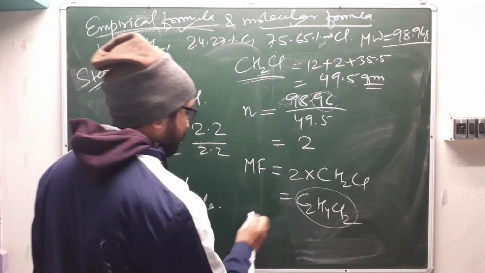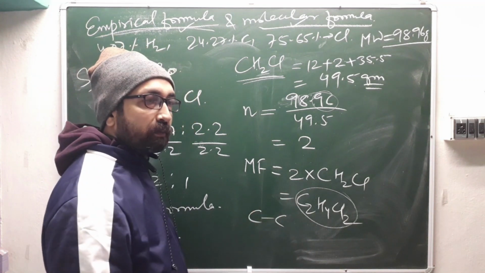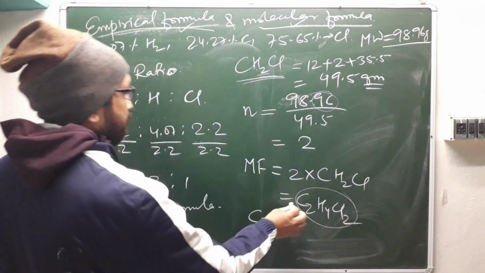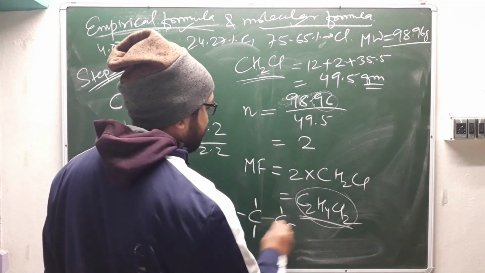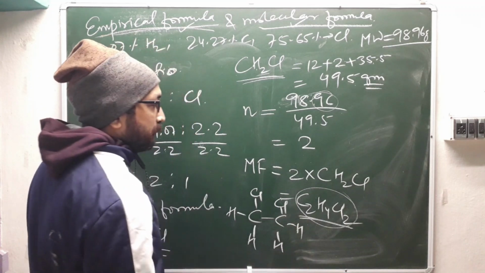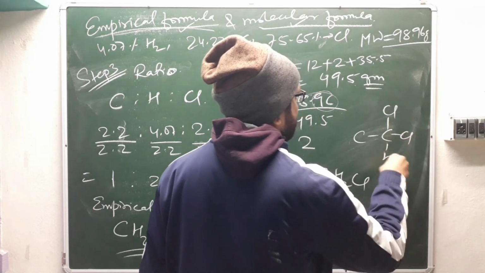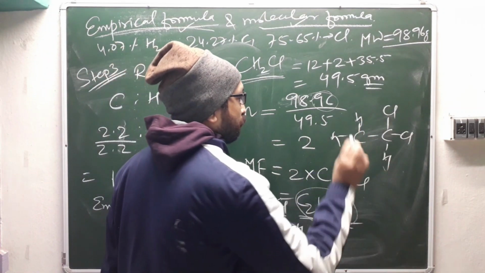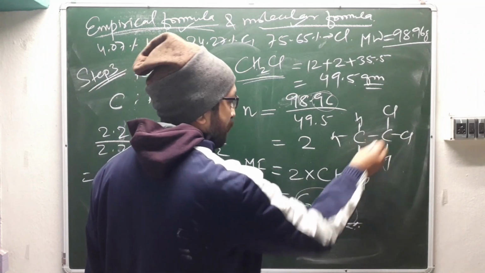What is this? Dichloroethane. Right? 2 carbon. Maybe the chlorines will be on one carbon, maybe it will be geminal, or maybe it will be vicinal. Okay, that we don't know. But we know that its molecular formula is C2H4Cl2. So it can be this: 1 chlorine is here, 1 chlorine is here, and then hydrogen, hydrogen, hydrogen, hydrogen. This can be possible, and this is also possible: chlorine, chlorine, hydrogen, hydrogen, hydrogen, hydrogen. But you see, 1, 2, 3, 4, 4 hydrogen, 2 chlorine, 2 carbon.